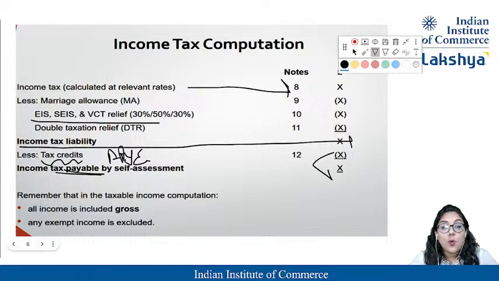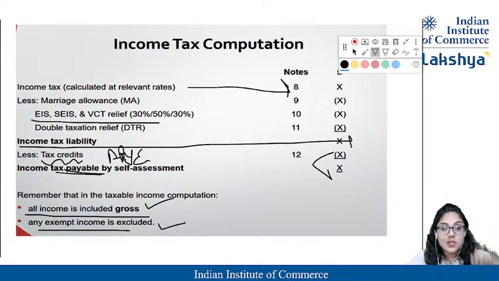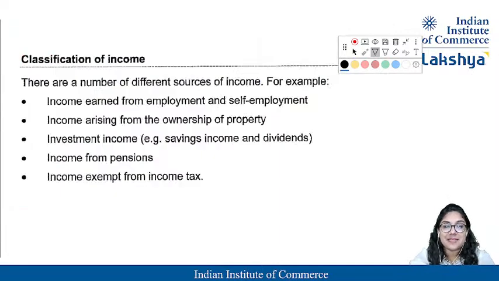That's all. All the incomes are to be included gross. All the exempt income needs to be excluded. We need not keep that. So this was the overview of my income tax computation. I hope everybody understood this.